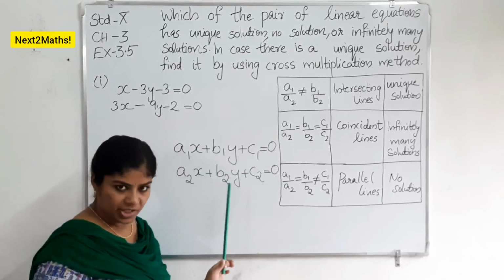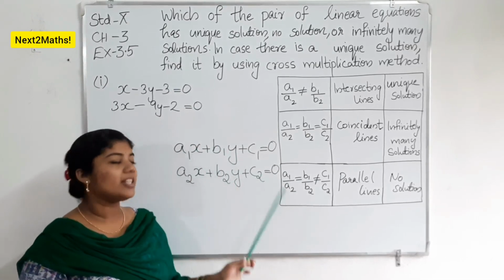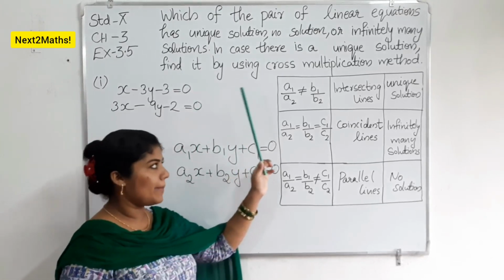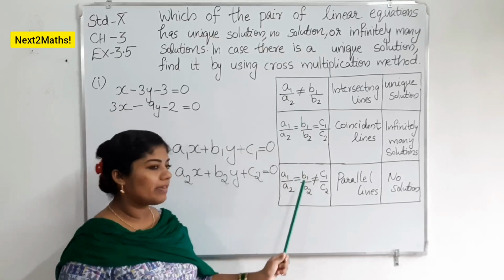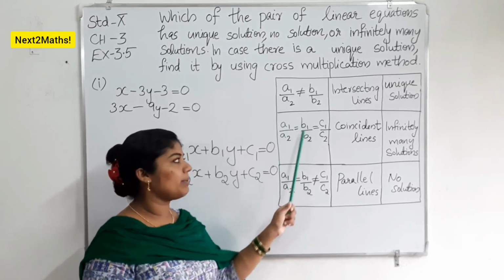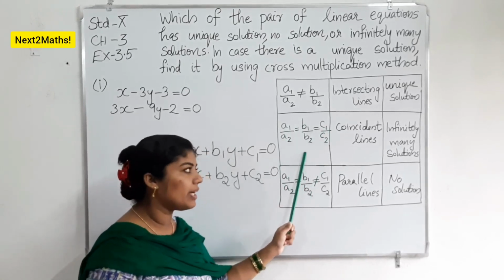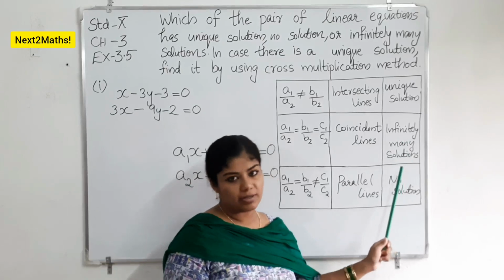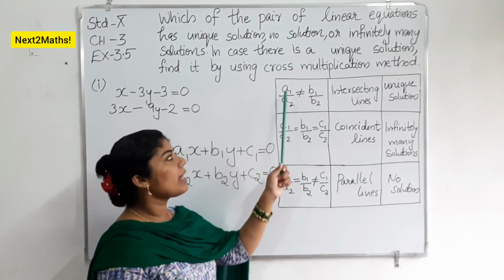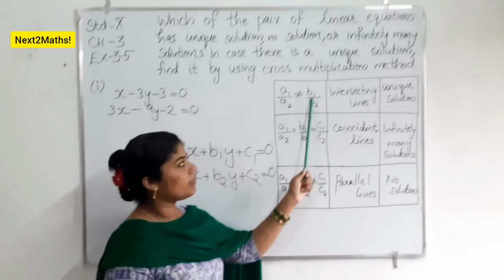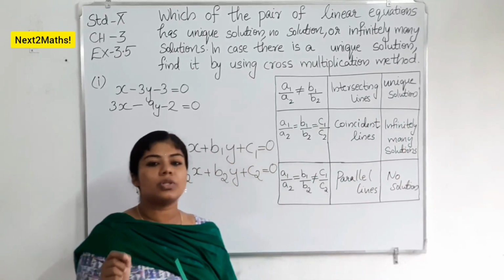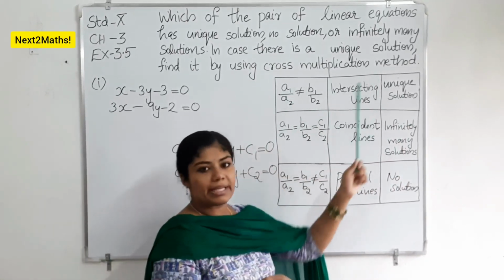Only what we are checking is based on the condition. This is our general condition of a pair of linear equations. Based on this general condition, we will compare, then we will check which condition we are getting. Suppose you are getting A1 by A2 equal to B1 by B2 equal to C1 by C2, in this case you will write infinitely many solutions. Then you can't do the cross multiplication method. Suppose you are getting A1 by A2 not equal to B1 by B2, then it has a unique solution. That unique solution you will find through the cross multiplication method.